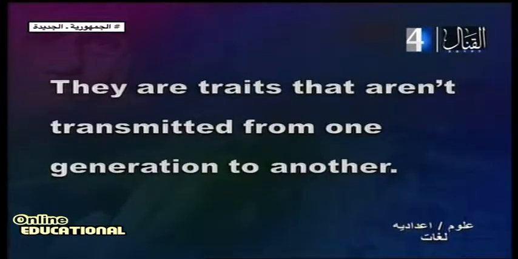The second kind of trait is acquired traits. What is meant by acquired traits? They are traits that aren't transmitted from one generation to another. For example, playing football, writing, and swimming.